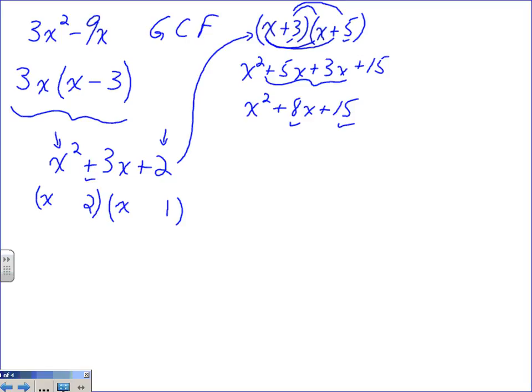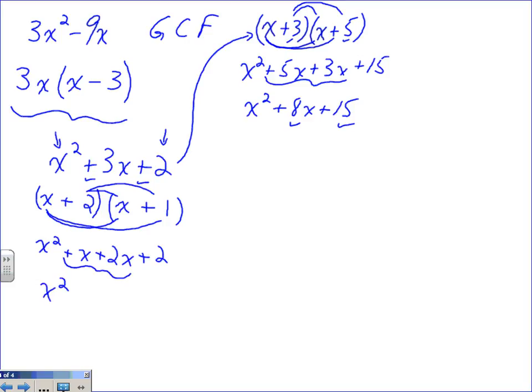Because we have a plus sign here and a plus sign here, these two signs are going to be plus. And how do you know if that's right? Use FOIL. See if we get what we started with. x times x is x squared. x times 1 is 1x. 2 times x is 2x. And 2 times 1 is 2. We add the middle terms. We have x plus 2x. Yep, that gives me the 3x. And then plus 2.